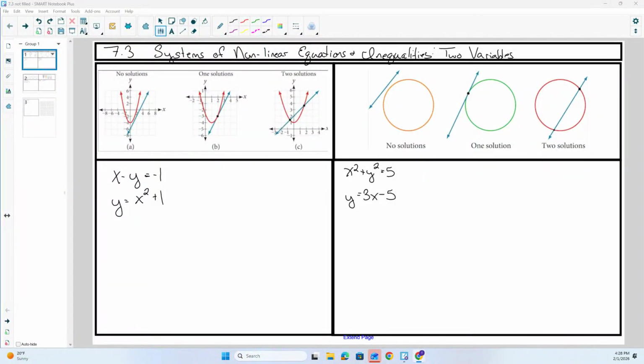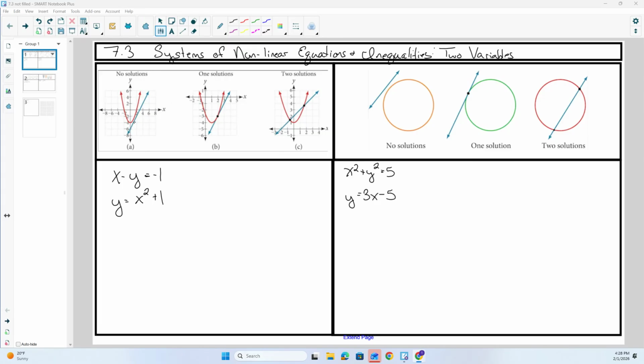Okay, so we are doing the College Algebra 7.3 Systems of Nonlinear Equations and Inequalities, looking at just two variables. And so we have a couple different examples that we're going to talk about. The first one is, what if we have a parabola and a line, and we have three different options.